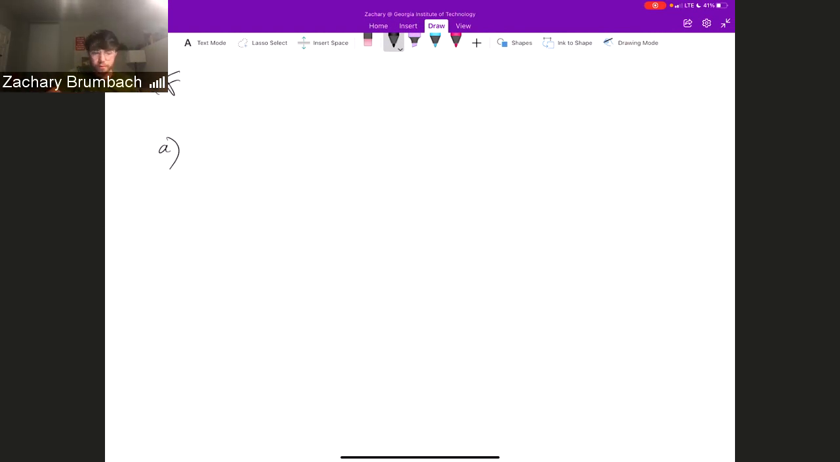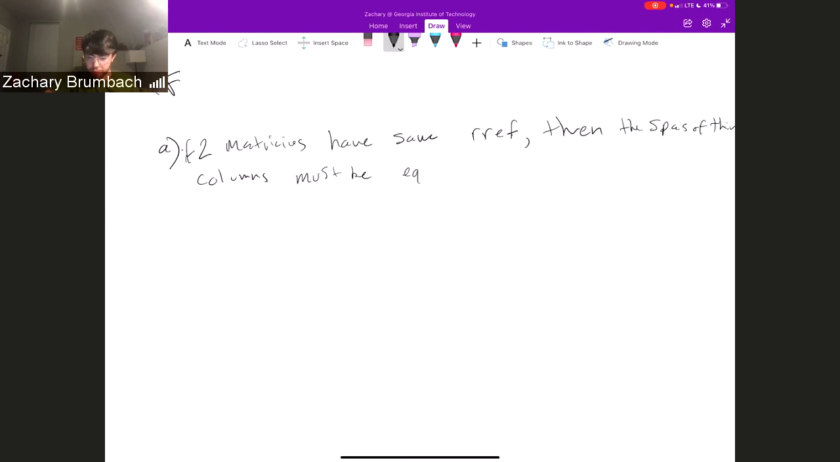A. You have two matrices. If two matrices have the same row reduced echelon form, then the spans of their columns must be equal. They have the same reduced row echelon form. The span of their columns must be equal.